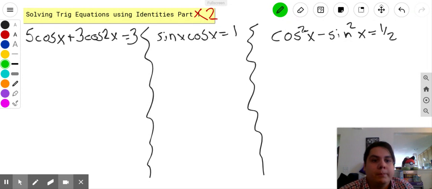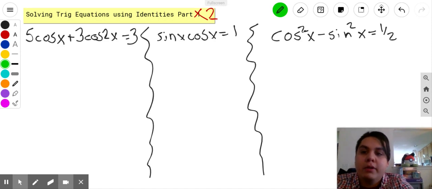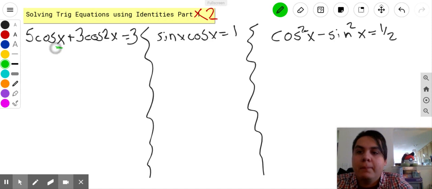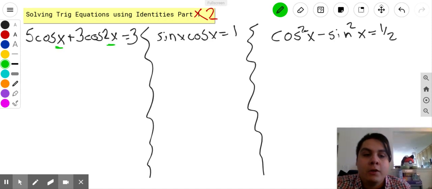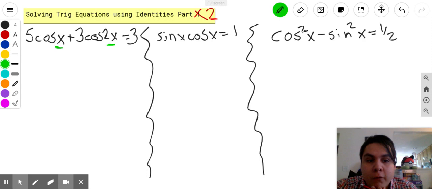So let's get started. We know that 5 cosine of x plus 3 cosine of 2x should equal 3. We're off to a good start because I see a cosine of x in both of them. However, the issue is that the inputs are not the same. So that does not work for us here.